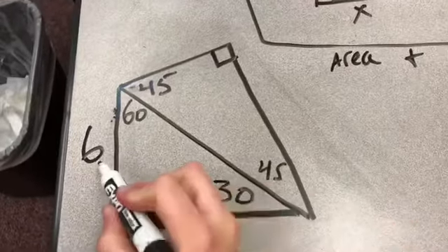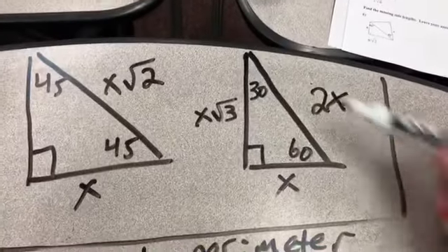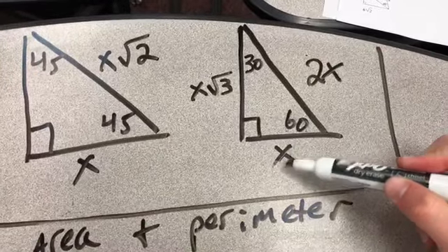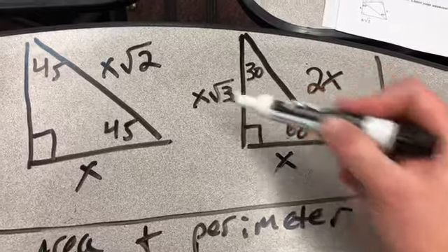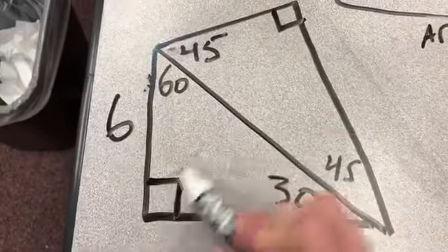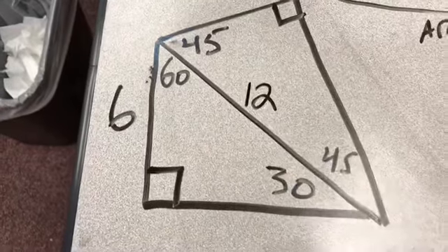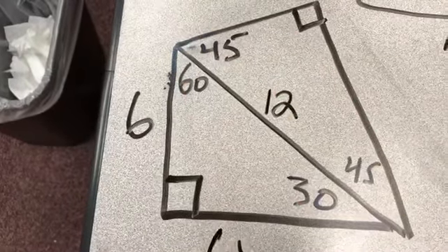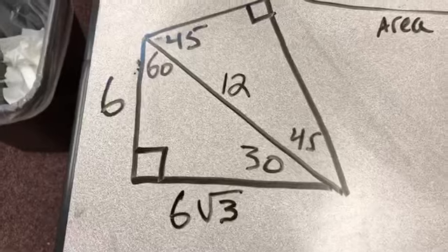So I'm given the 30-degree side. If I remember, the 30-degree side is sort of like x, so I double it for the hypotenuse, times the square root of 3 for the 60-degree side. So over here, I know I can double that to get my hypotenuse of 12, and I can multiply that times the square root of 3 to get my 60-degree side.